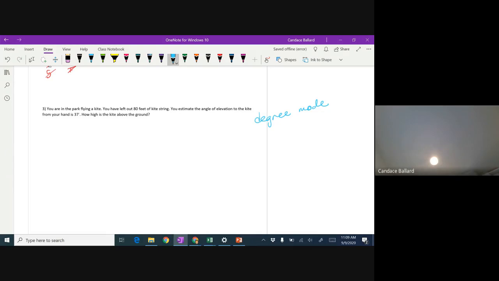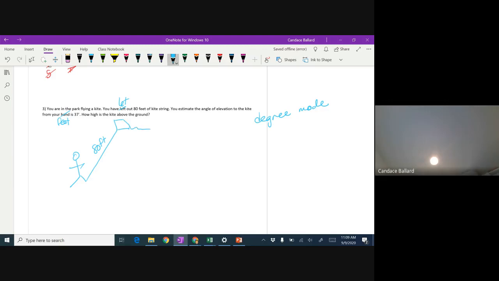So if you are in the park flying a kite, so we're going to fly a kite. And I think I've got a slight typo in the problem here. We're going to assume you're flying it with your toes because it makes the math easier. Yeah, so here I'm going to say feet. Okay. You have, good typos, let out 80 feet of kite string. So this is your 80 feet of your kite string. Okay.